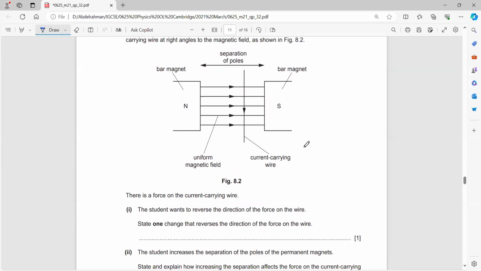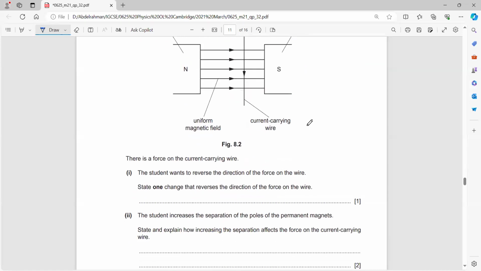Okay. The student wants to reverse the direction of the force on the wire. Change the poles of the magnet. Okay. Flip the poles of the magnet or reverse the current. That's it. Flip the poles of the magnet, or you can change or reverse the current.